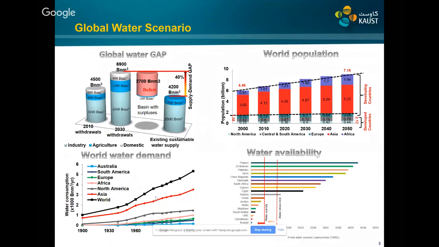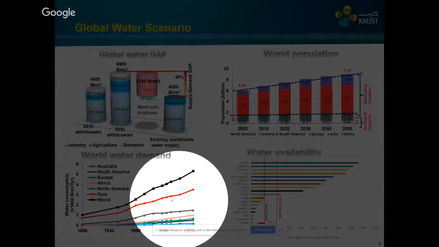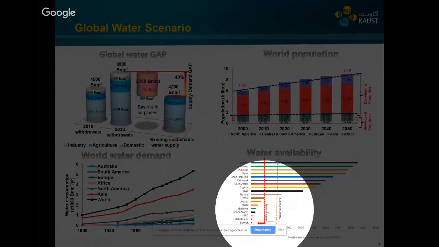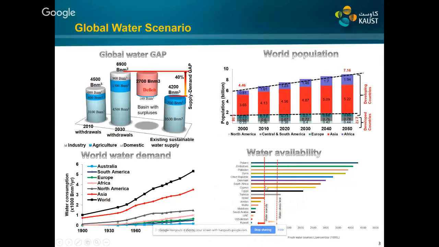And due to this excessive water withdrawal, we can see that most of the countries are now in the water stress region. What I mean by water stress is any country where the water availability is less than 1000 cubic meters per capita per year, which is called a water stress country by the UN standards.